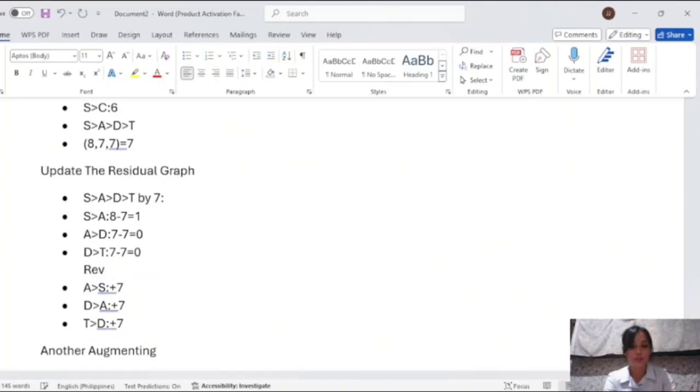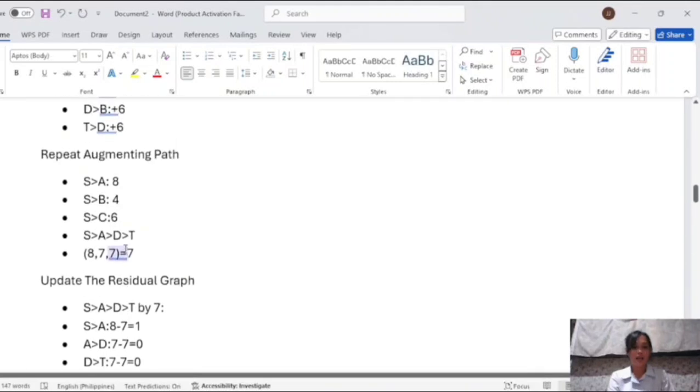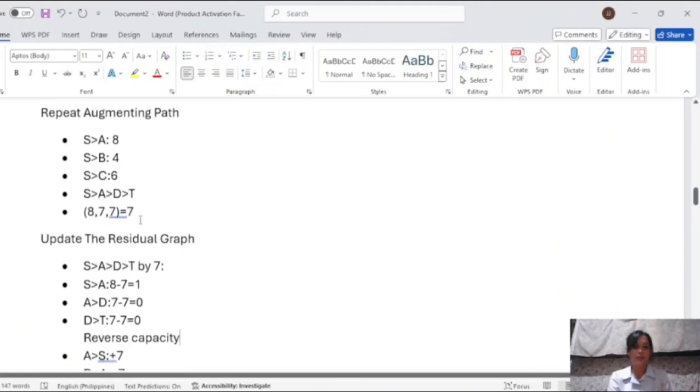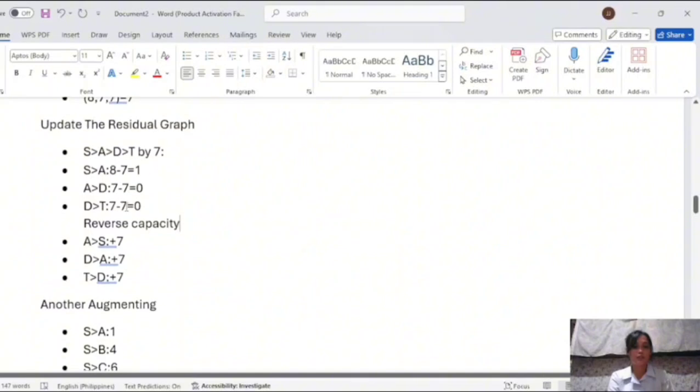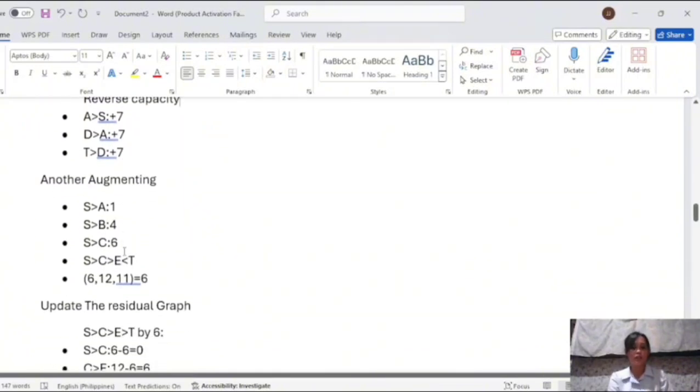So to revise the capacity, this is the reverse of the capacity. We add the repeated augmenting path result. So this is it.